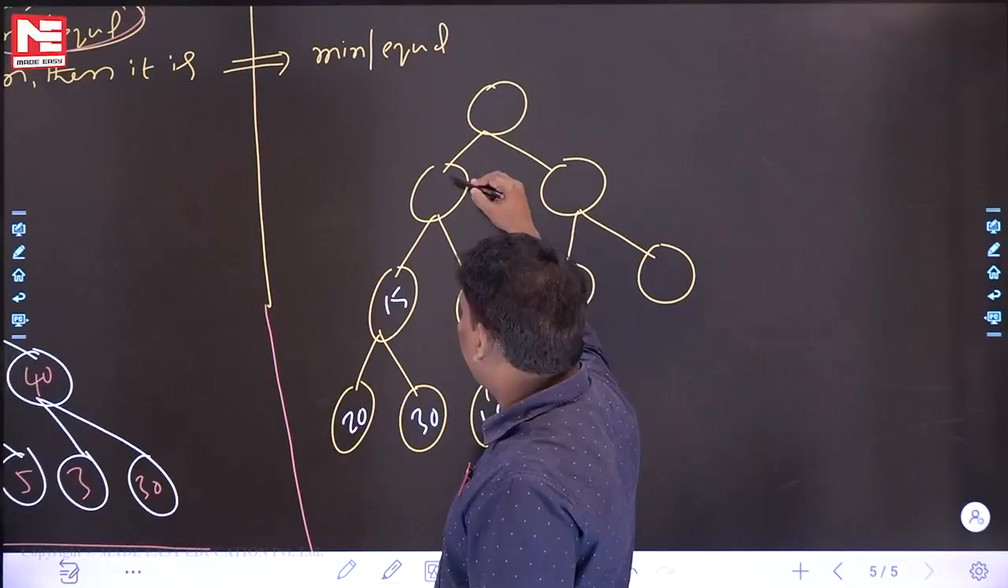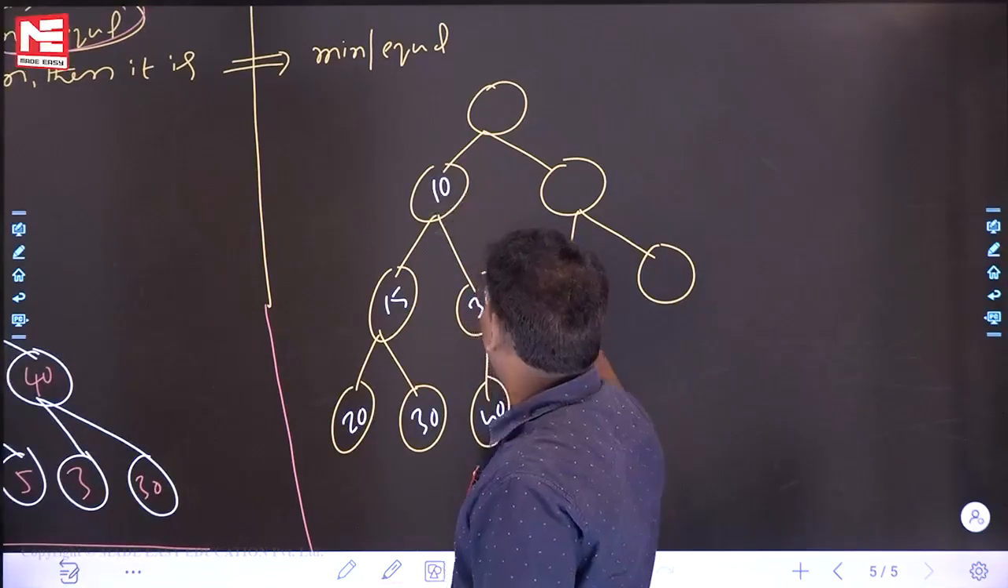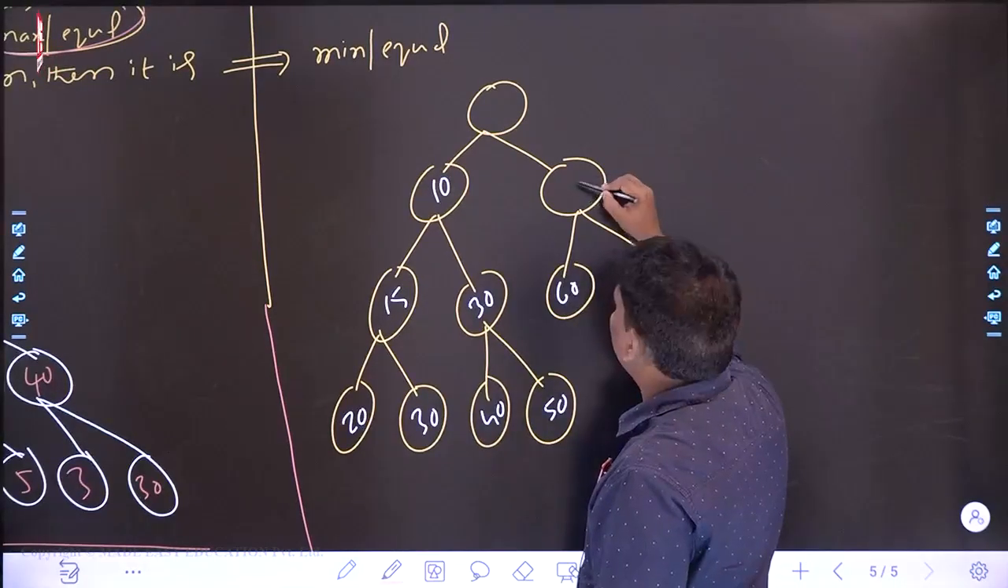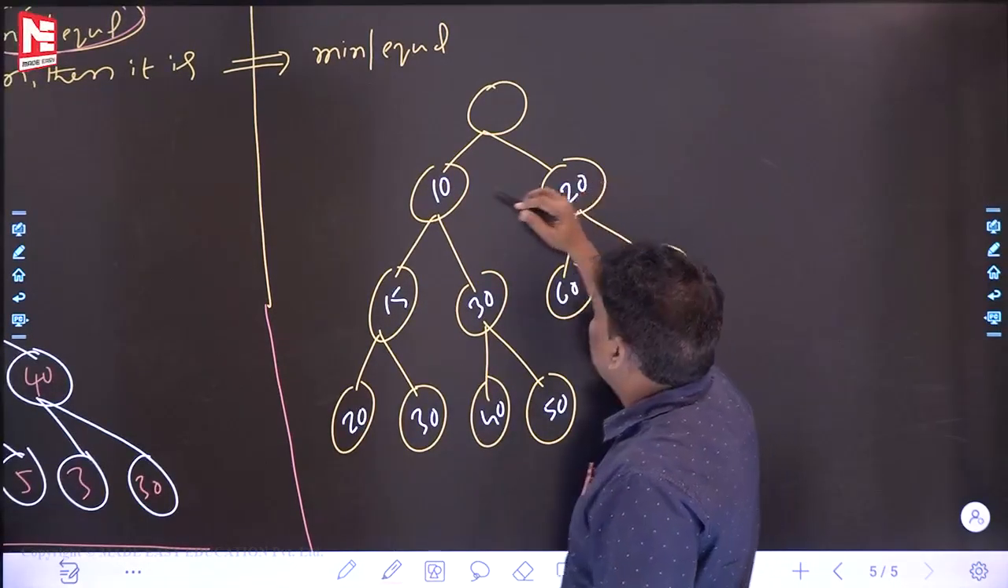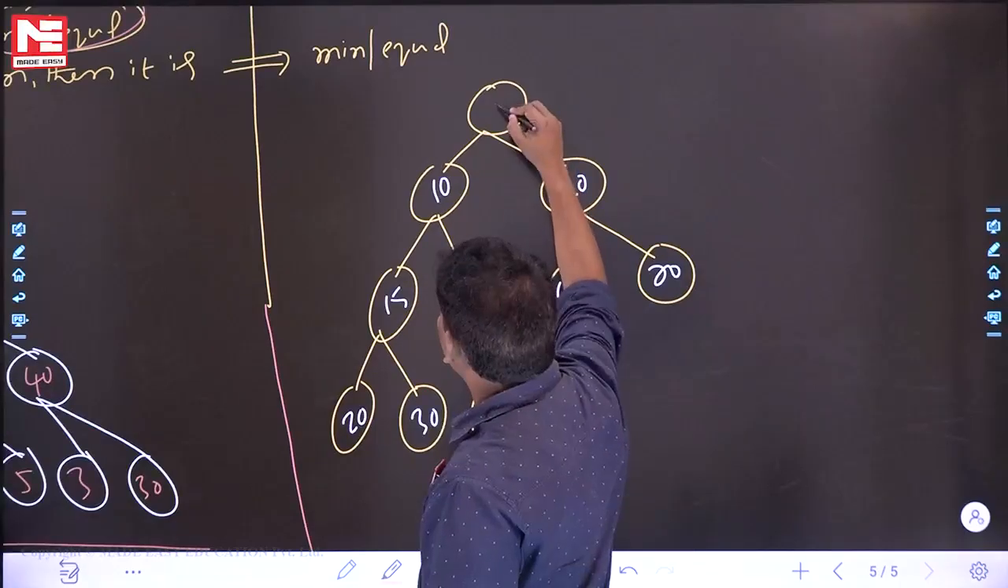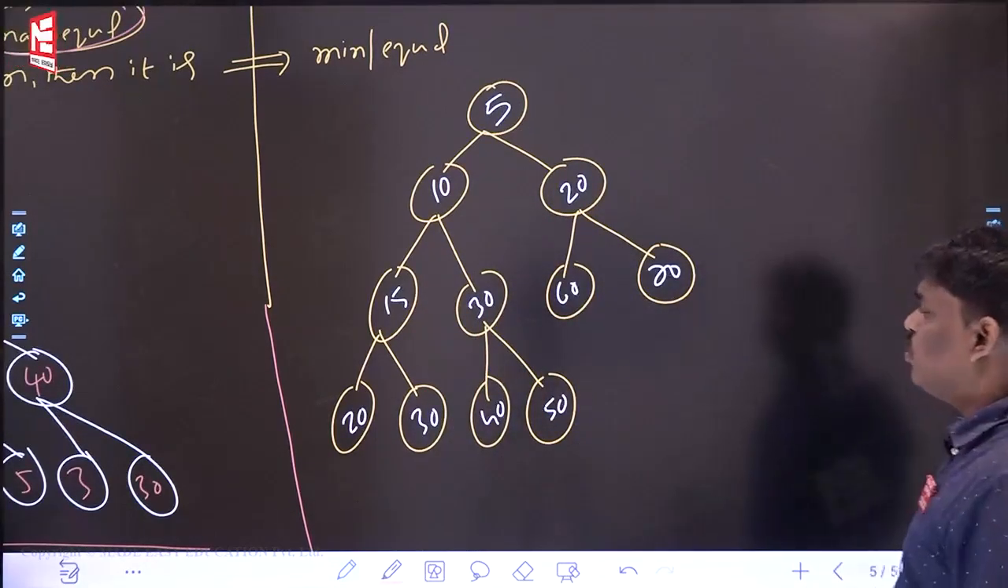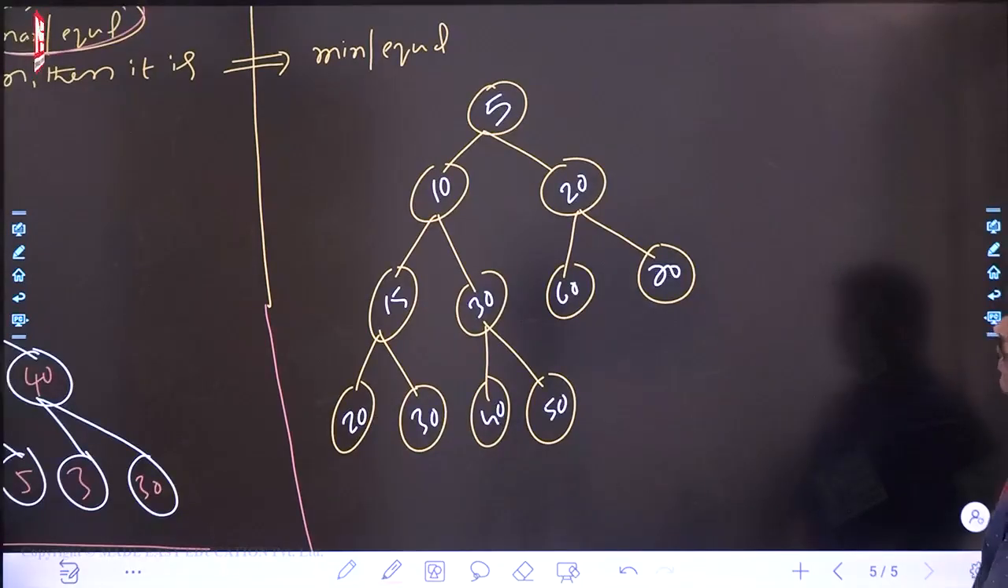15, 30, it should be 15 or less than 15, 10. Next one, 60, 70, it should be 60 or less than 60, 20. Next one, 10, 20, it should be 10 or less than 10, 5, right, like this. Root will be minimum or equal comparing with the children's. Not comparing with someone else, comparing its children, root will be minimum or equal.